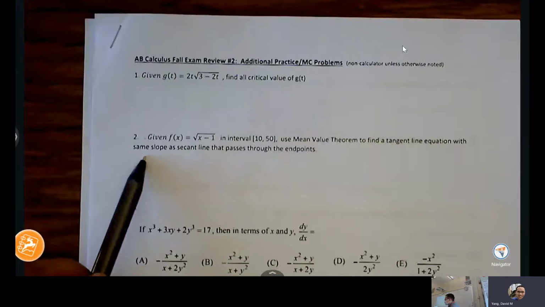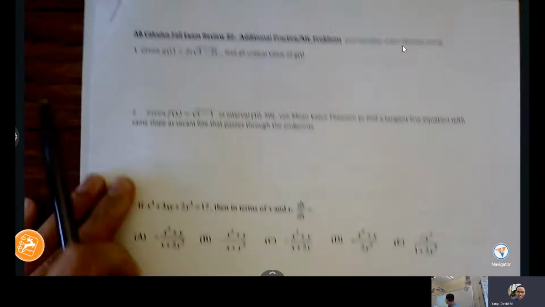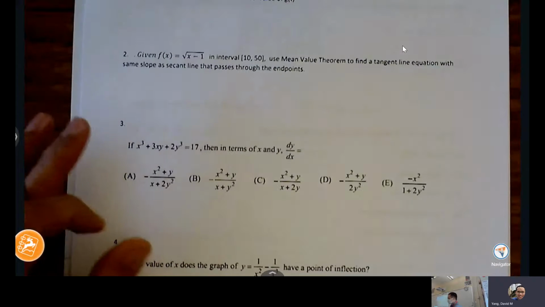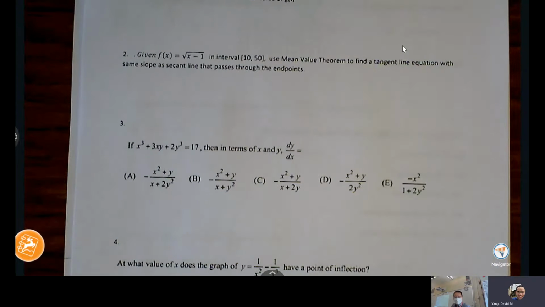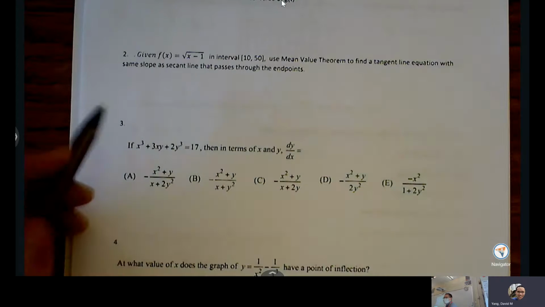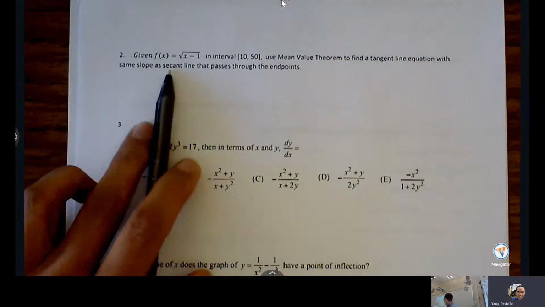Off of packet number 2, this is a mean value theorem problem. Are you okay with that, or do you want to move forward? You want to go for it? Okay, all right, so mean value theorem.